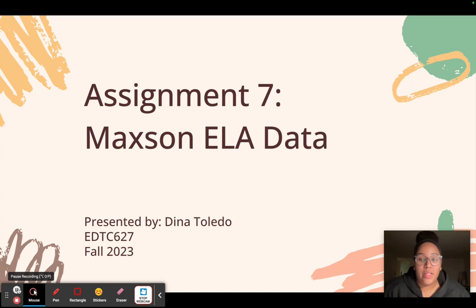This week we're focusing on data, and here is my data that I'm going to be presenting. I've been tasked to make several meeting agendas and explain why we're going to be using certain data points. This is for the ELA department within my school.